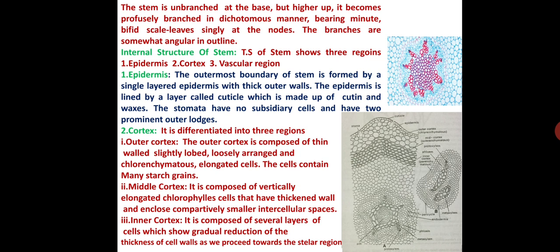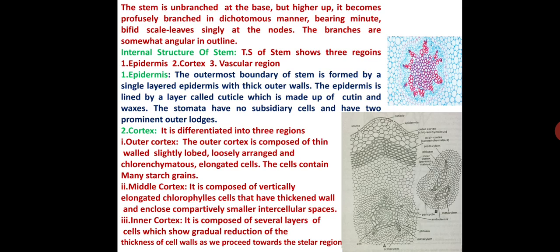Then we discuss the middle cortex. It is composed of vertically elongated chlorophyll cells that have thickened walls and enclose comparatively smaller intercellular spaces. Then we discuss the inner cortex. It is composed of several layers of cells which show gradual reduction of the thickness of cells as we proceed towards the stellar region.